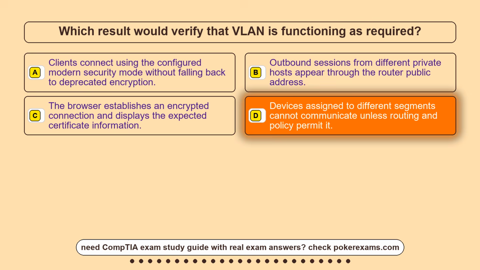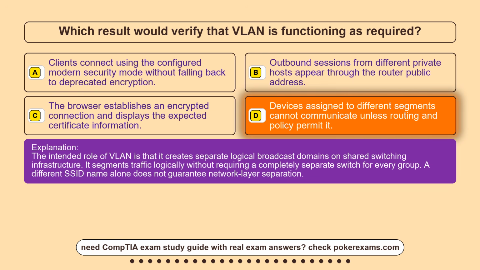The correct answer is option D. Devices assigned to different segments cannot communicate unless routing and policy permit it. The intended role of VLAN is that it creates separate logical broadcast domains on shared switching infrastructure. It segments traffic logically without requiring a completely separate switch for every group. A different SSID name alone does not guarantee network-layer separation.